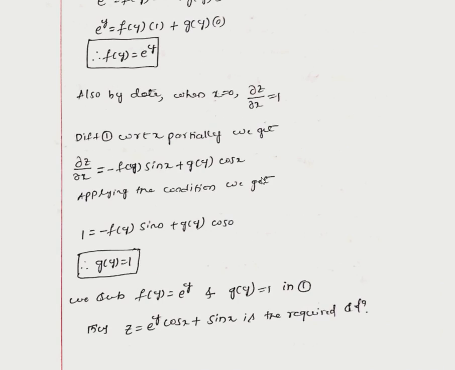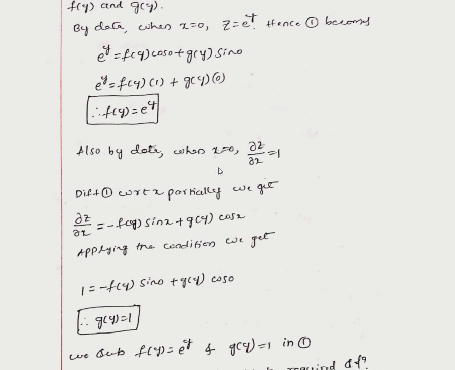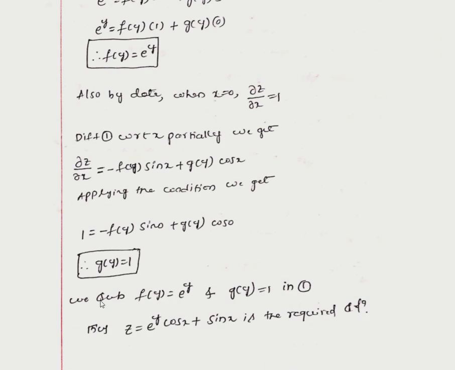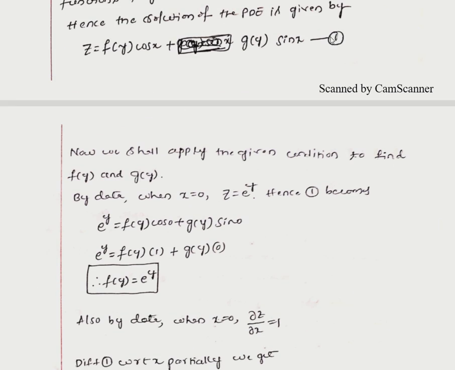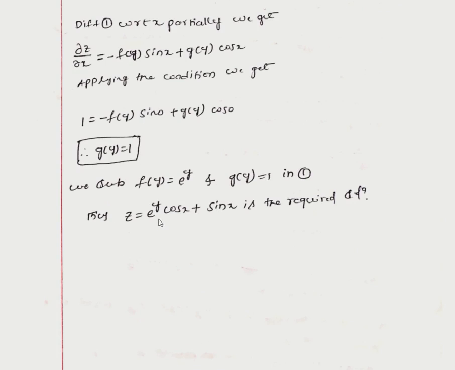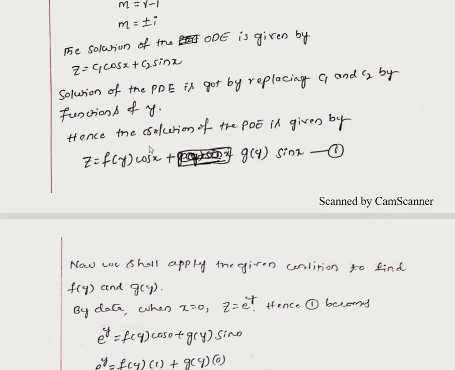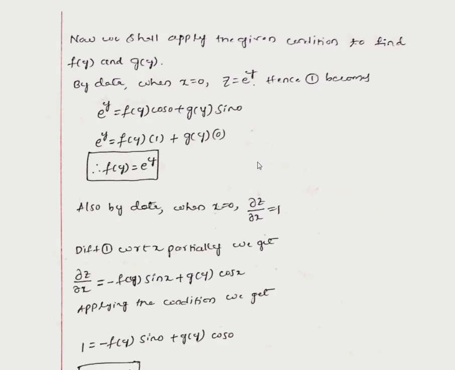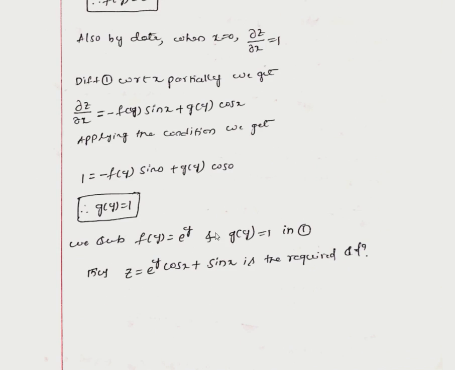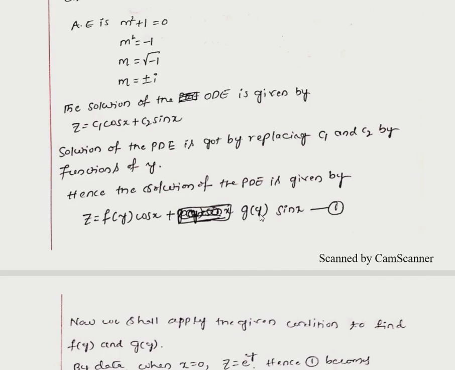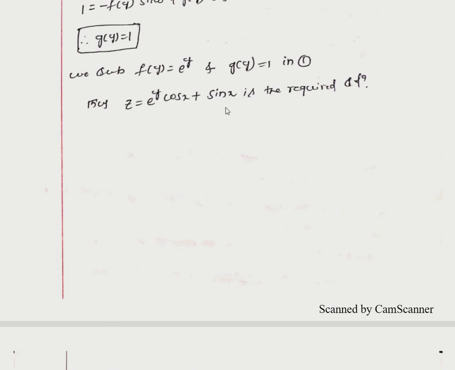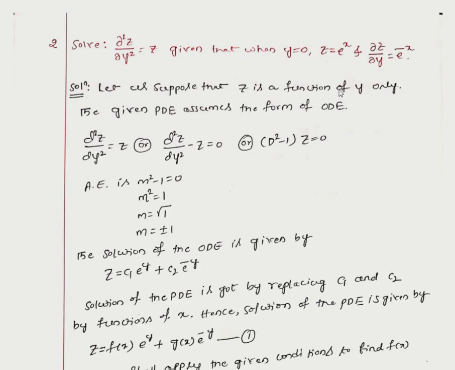Substitute this in above equation z. Therefore what is the value of f of y? F of y is equal to e power y. G of y is equal to 1. Substituting in equation 1. What is the equation 1? This is the equation 1. Therefore z is equal to, what is f of y? F of y is e power y into cos x plus g of y. What is g of y? G of y is 1. 1 into sin x is sin x. This is the required solution.